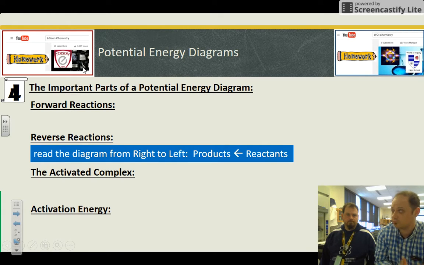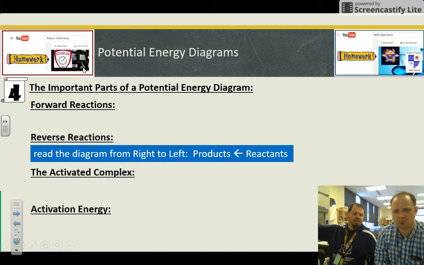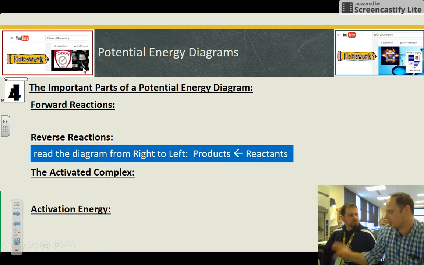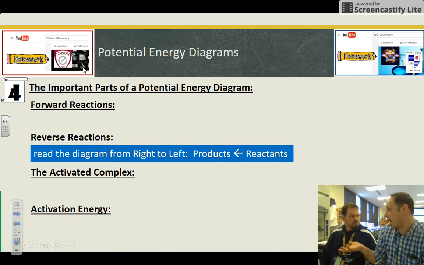So we go from right to left. Got those words mixed up. Oopsies, no big deal. But it goes back. It's got the reactants on the product side. Because if the reaction is reversed, what would typically be the product becomes the reactant. Notice the arrow's the right way. You always point from reactant to the product.